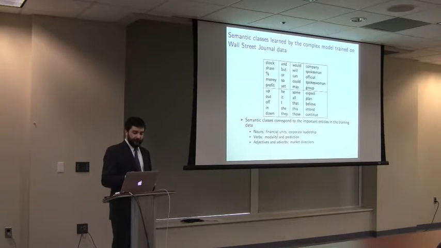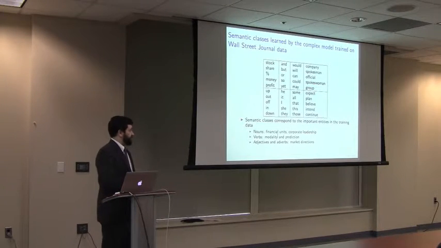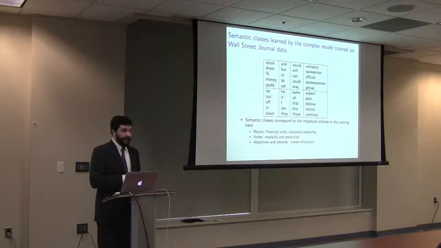But running it on the Wall Street Journal data, I just wanted to show qualitatively some of the semantic classes that we got out of it, which make a lot of sense in the context of the Wall Street Journal. So we have classes that correspond to financial units, to corporate leadership, verbs of modality and prediction, and adjectives and adverbs that are related to market direction. So that was kind of cool.